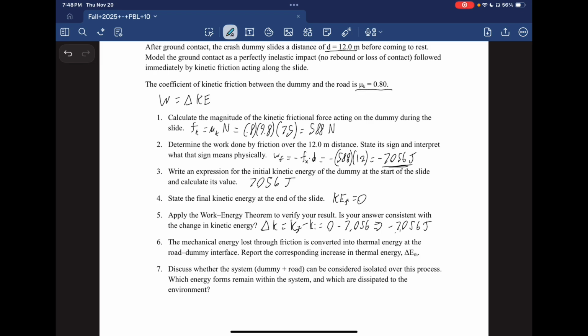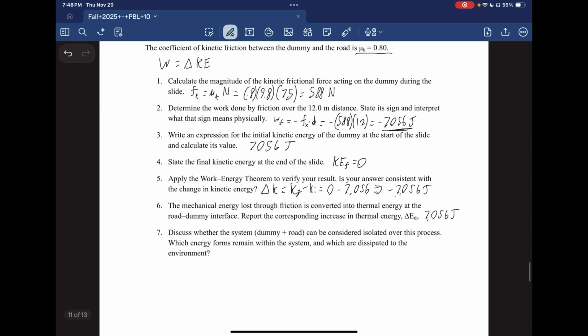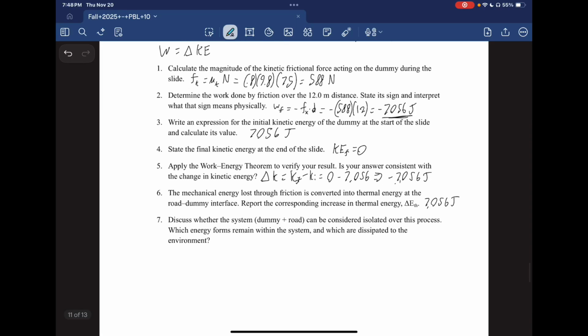Mechanical energy lost through friction is converted into thermal energy at the road-dummy interface. So the corresponding increase in thermal energy is our 7,056 joules. So all of that is converted into thermal energy.